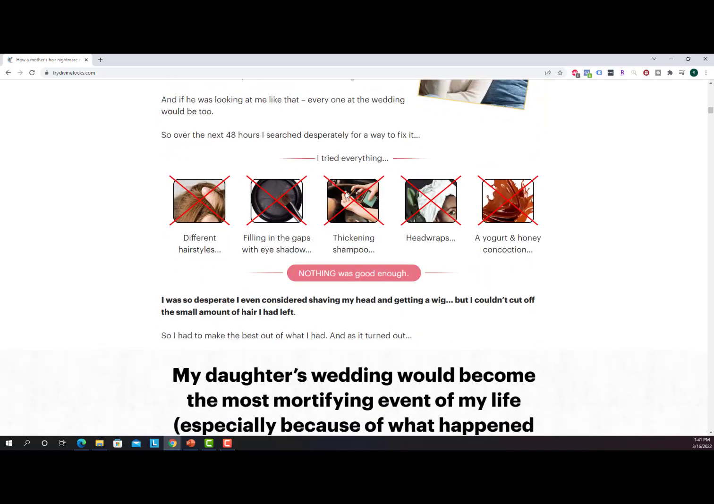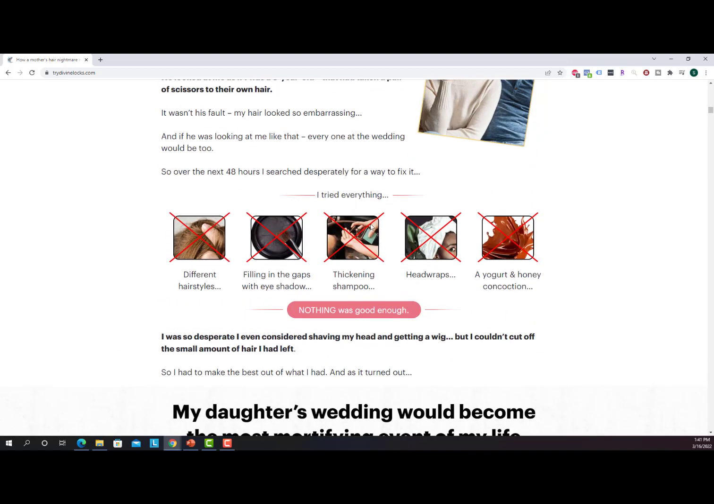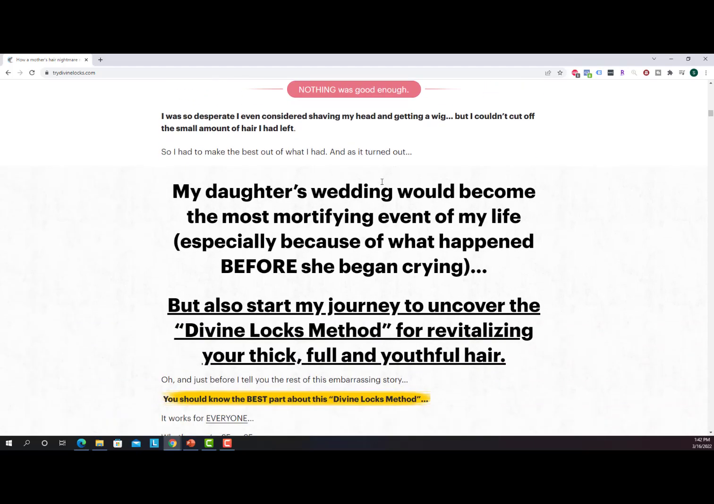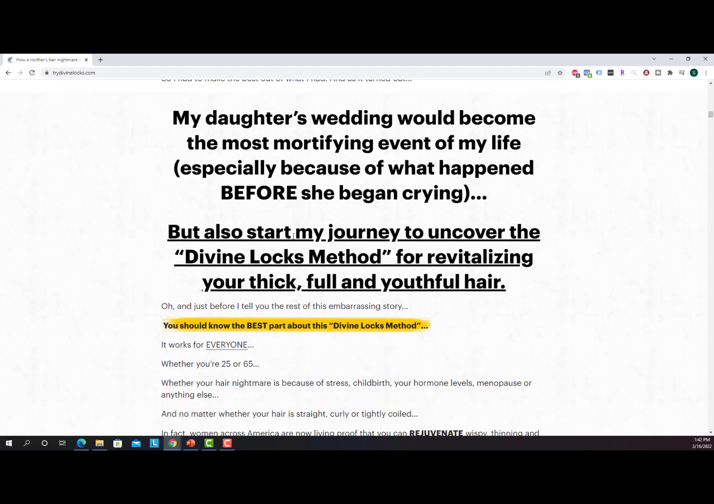So again, I tried everything: different hairstyles, filling in the gaps with eyeshadow, thickening shampoo, head wraps, a yogurt and honey concoction, all the solutions that the readers have probably tried in the past and it hasn't worked. So again, telling you what the solution is not. My daughter's wedding would become the most mortifying event of my life, especially because of what happened before she began crying. But also start my journey to uncover the Divine Locks method for revitalizing your thick, full, and youthful hair.